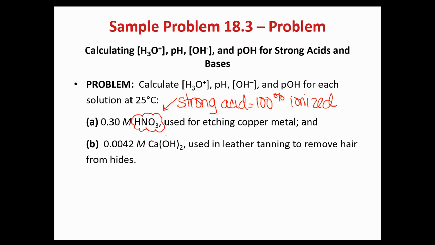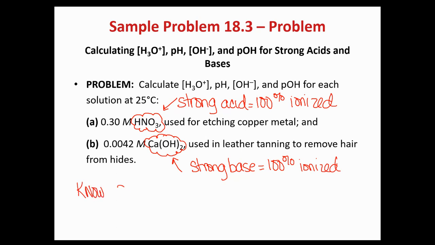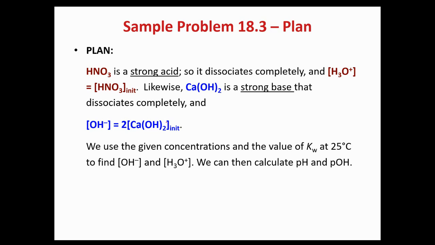Okay, let's take a look at calcium hydroxide. The question is, what is that? That is a strong base, 100% ionized. So you need to know your strong acids and bases. Without that knowledge, you can't set up the questions correctly. Okay, so we know they're 100% ionized. HNO3, since it's a strong acid, will completely dissociate. Calcium hydroxide, a strong base, will completely dissociate. So let's think about how we're going to come up with their pHs with that concept.